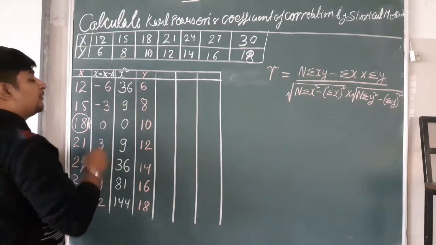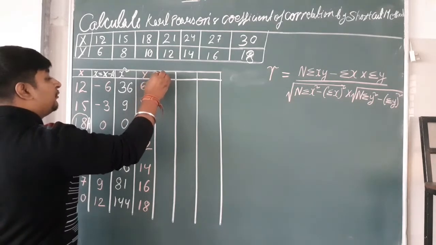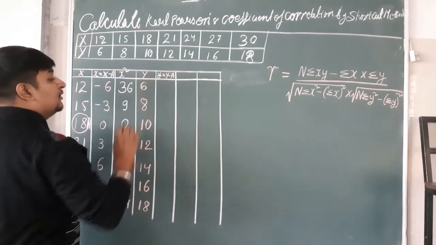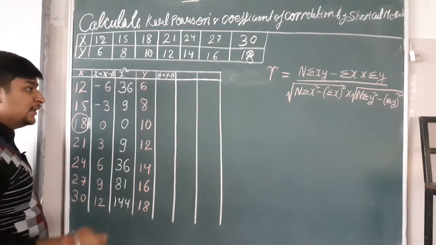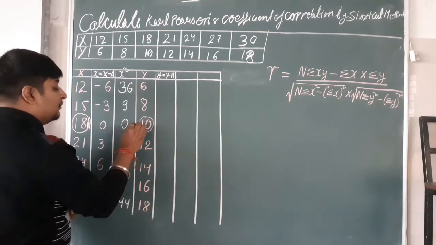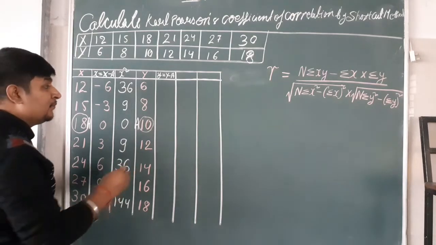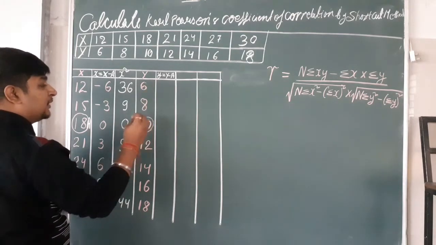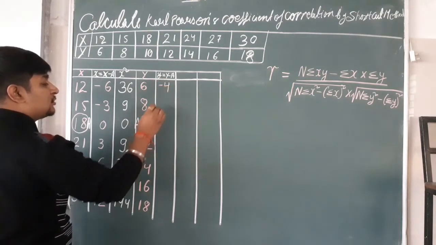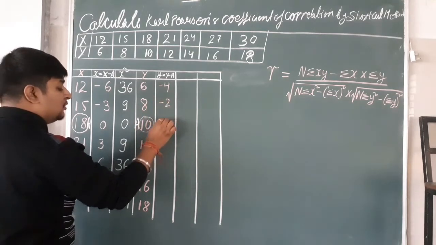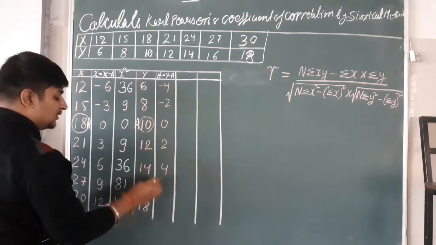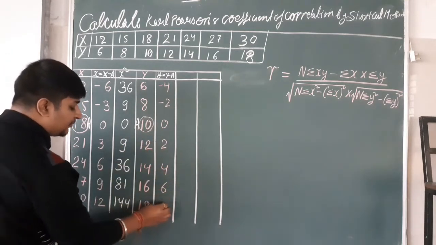Now let us go to find small y, and the formula for calculating small y is capital Y minus a. Here we are letting 10 as a. हमने 10 को a लेट कर लिया. Subtracting 6 from 10, we get minus 4. 8 minus 10 is minus 2. 10 minus 10 is 0. 12 minus 10 is 2. 14 minus 10 is 4. 16 minus 10 is 6, and 18 minus 10 is 8.